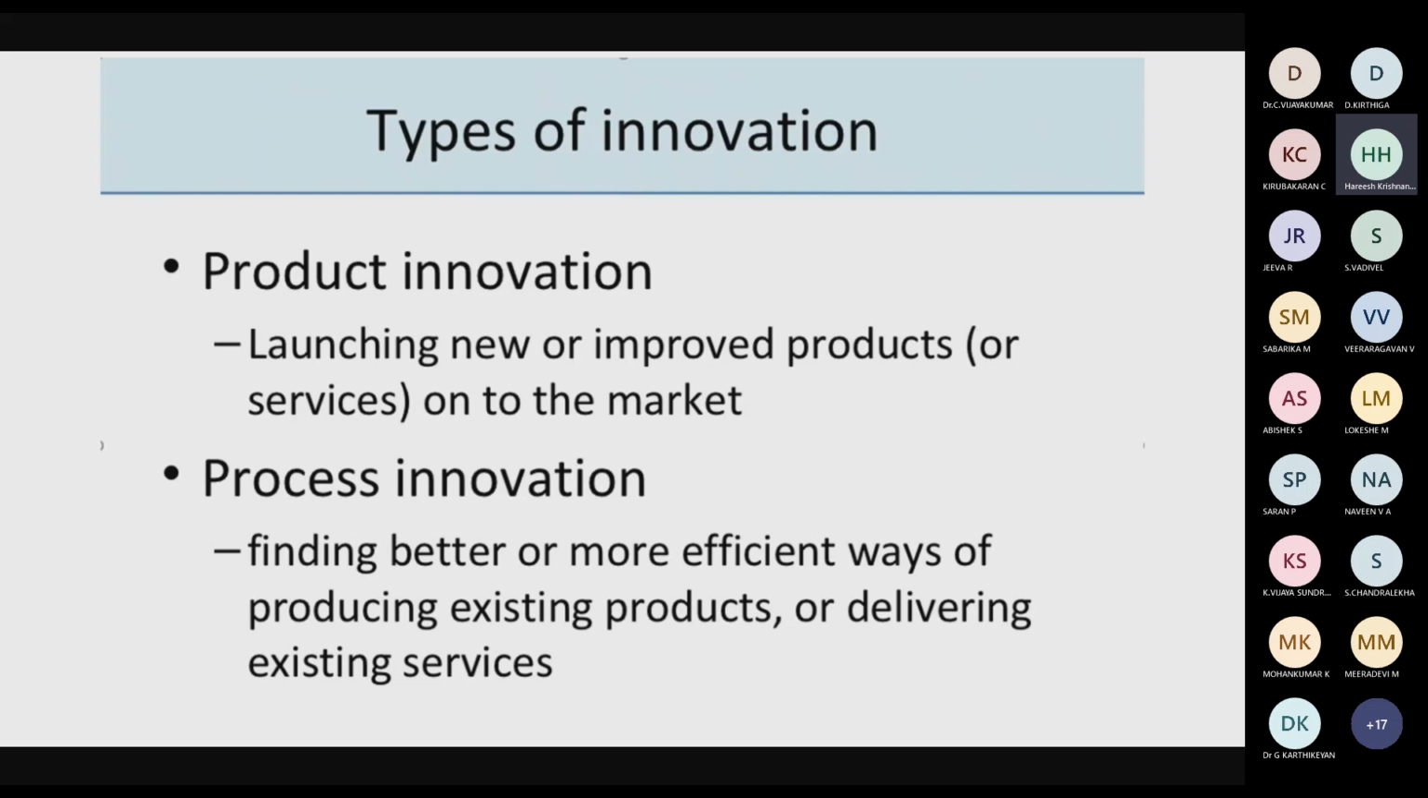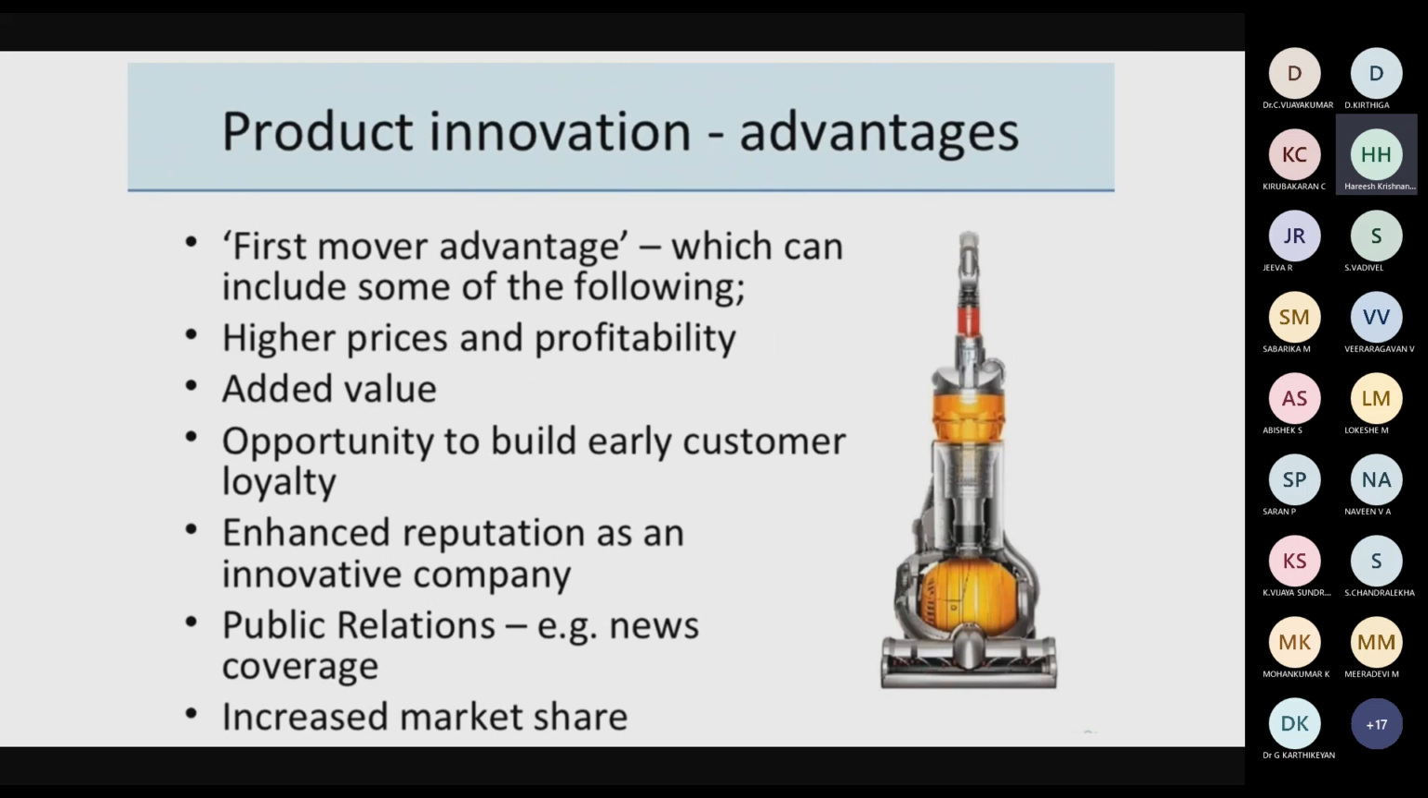Then it will be helpful for improving the efficiency, or improving the quality of the product, or reducing the cost of production. This type of innovation, or this type of improvement or new process, will be taken as process innovation. As for the advantages of product innovation, for example, if we are launching a new product, it will also be worthwhile, or it has some added value compared to the existing products available in the market.